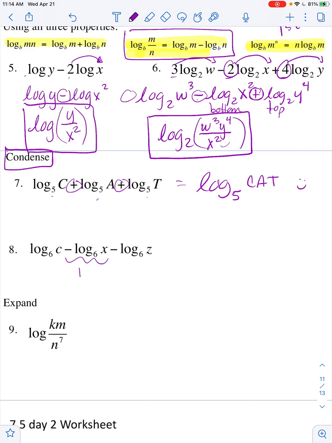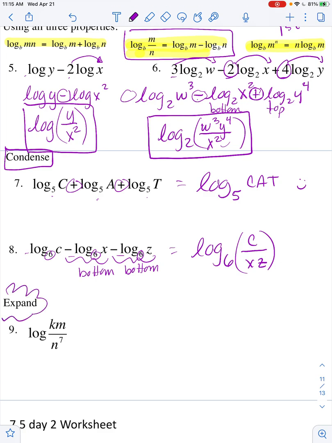These are going to be going on the bottom because it's following a subtraction. This part will go on the bottom because it's following a subtraction as well. So I'm using log base 6 because that's what they use, so I'm just copying that. The c is going to go over an x and a z. Now, I don't have any numbers in front of my log, so I was able to just rock and roll those.